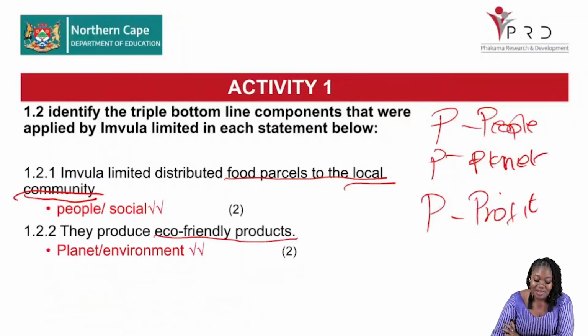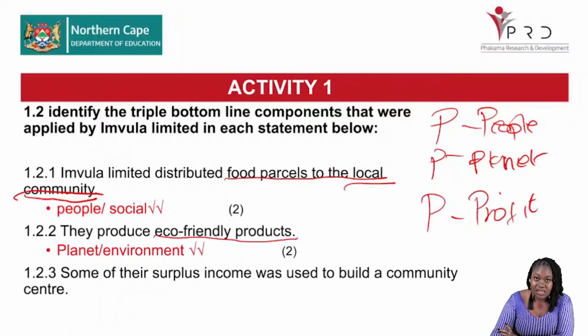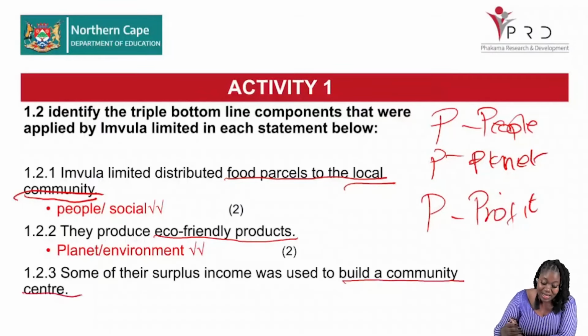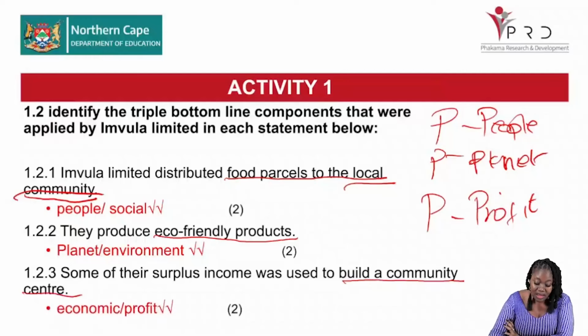or the environment. Okay, so the third statement, we have some of the surplus income was used to build a community center. So the component there would be economic and profit, because remember, under economic or profit, it says that businesses should not make profit at the expense of the community members, but must make sure that the community also benefits. Okay, let's go to our next question.